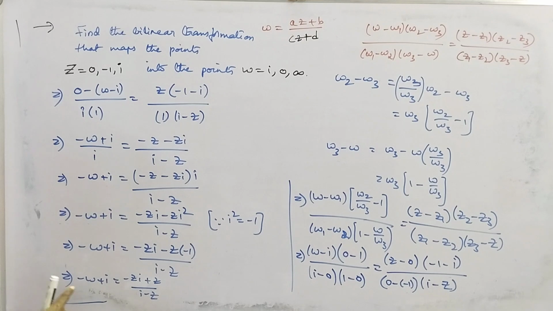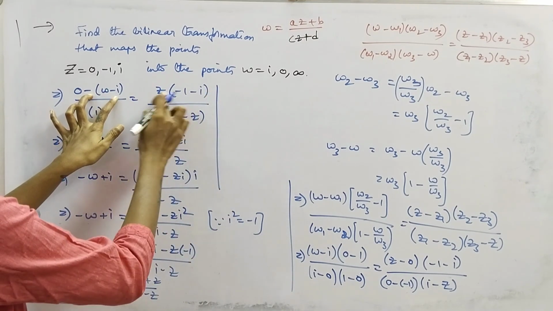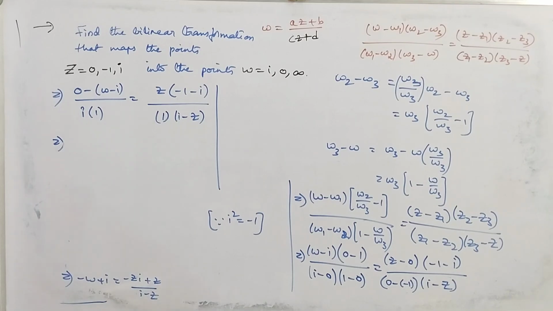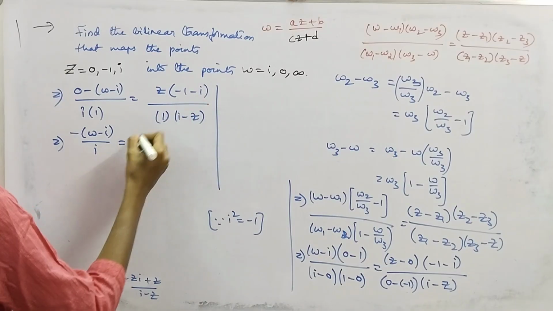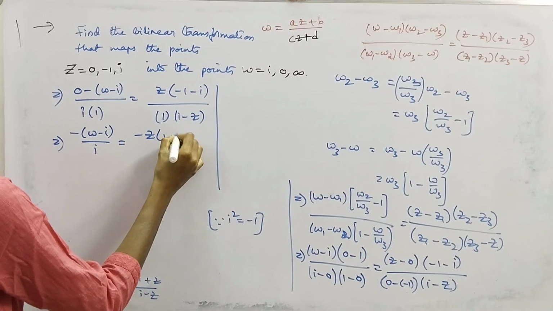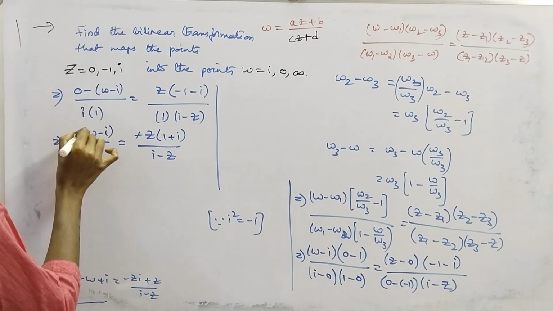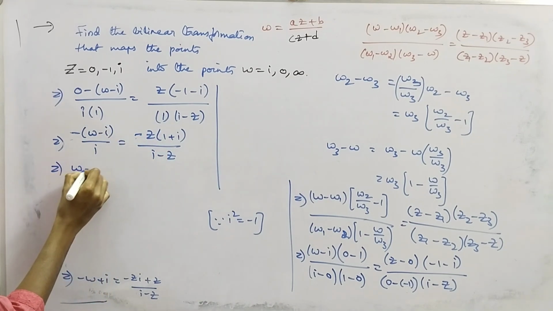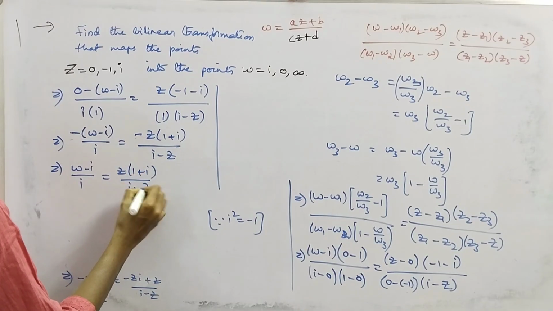Better multiply both sides of the equation with minus. Here itself you can take minus, or here itself you can take minus. Okay, and do. I'll show you that also. If there is a possibility of cancelling minus, cancel it out. Okay, minus of omega minus I by I equal to, take minus common, you'll get minus z of 1 plus I by I minus z. You can just cancel this minus or multiply both sides of this equation with minus. You will get omega minus I by I equal to z times 1 plus I by I minus z.